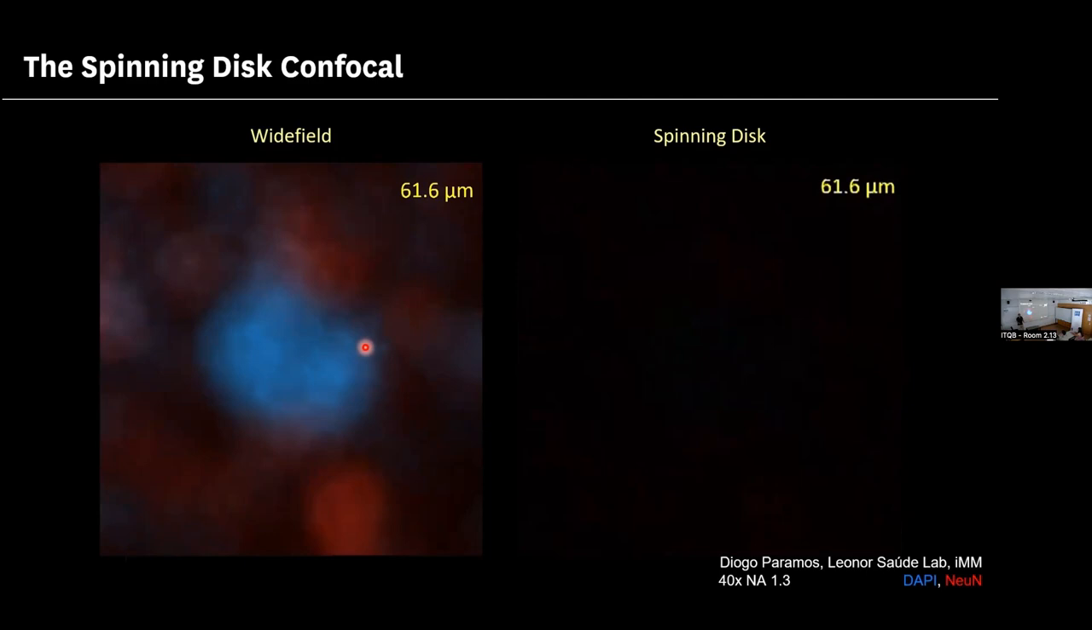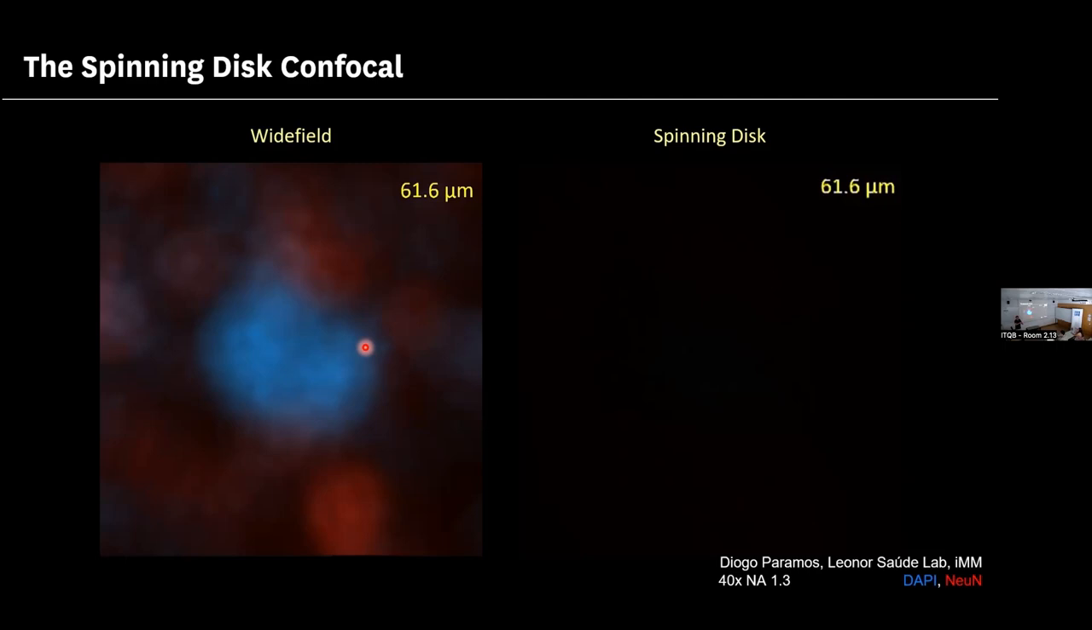Yes, you can do time lapses on both. It's just that the temporal resolution of the time lapse will be different. On a confocal, depending on the resolution, the number of points and the scanning time, the fastest speed might be a second or 500 milliseconds. And on a spinning disk, you can go maybe 10 milliseconds or 20 milliseconds.